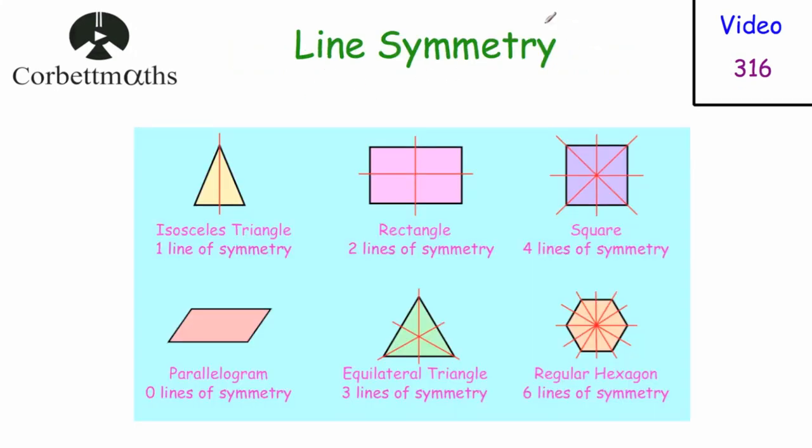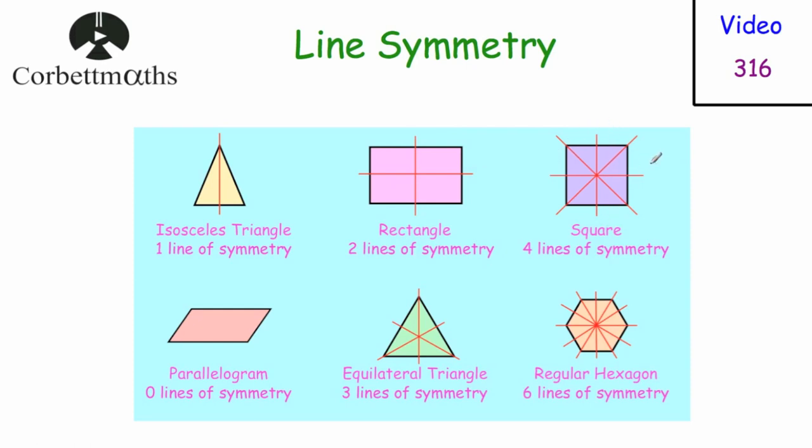So our next topic is line symmetry, which is video 316 on corbettmaths.com. An isosceles triangle has one line of symmetry. Then we've got a rectangle. A rectangle has two lines of symmetry, a vertical one and a horizontal one. It doesn't have a diagonal one because if you tried to fold it over, the corners wouldn't go to the right place. So a rectangle's only got two lines of symmetry, whereas a square's got four lines of symmetry.